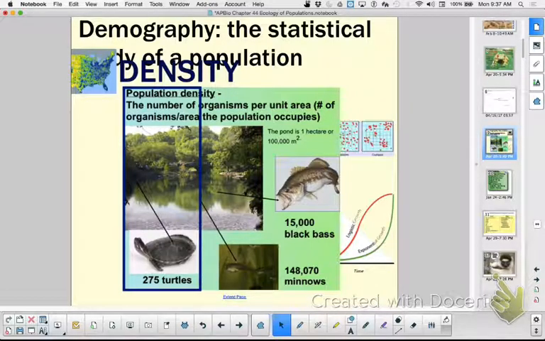So do you think this particular pond could support as many turtles as it would minnows? Why do you think that is? Why can't it support 148,000 turtles? Turtles are bigger, minnows are smaller, okay? And we're going to talk about ecological pyramids, and at the bottom of the pyramid you usually have your producers, right? What are producers? Plants. Then who eats the plants?